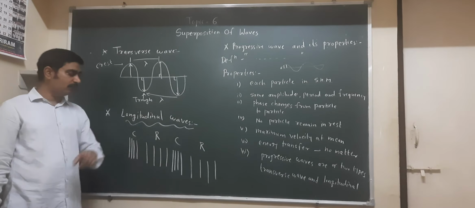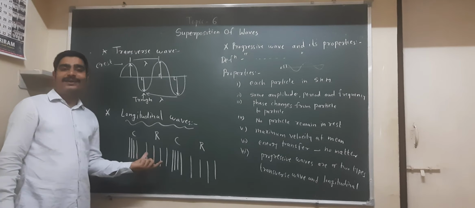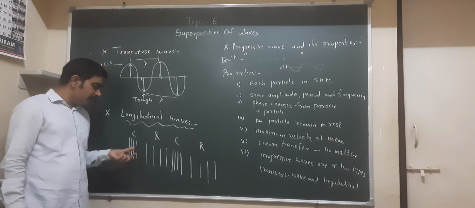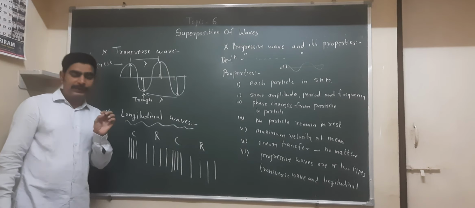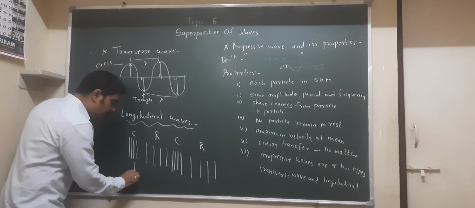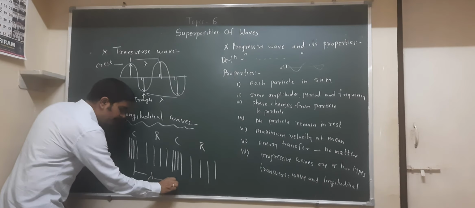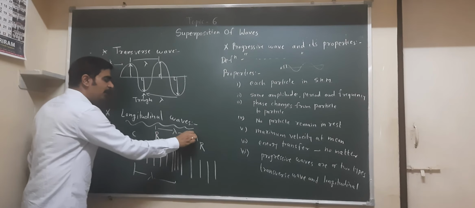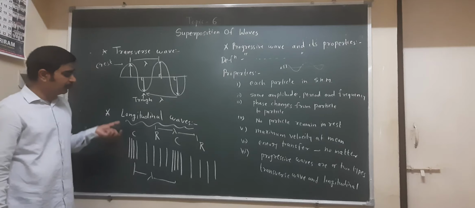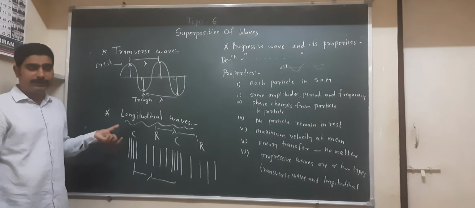When longitudinal waves travel through the material medium, the formation of compression and rarefaction takes place. Compressions are those points where the particles are very close to each other. Rarefactions are those points where the particles are away from each other. Here also, the distance between two compressions or two rarefactions is known as the wavelength. So this is about the longitudinal waves.